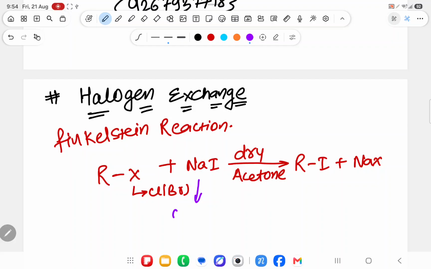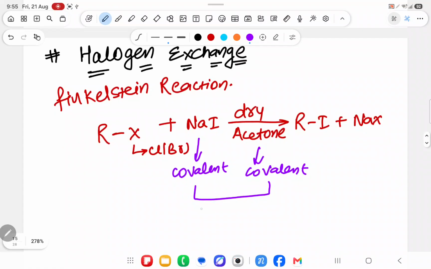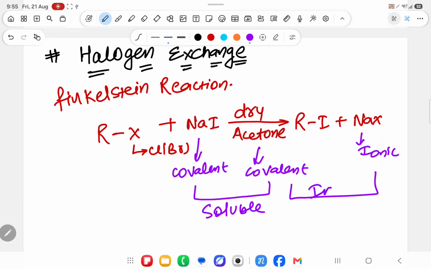If you see, it is a covalent bond. RI is also a covalent compound. Like dissolves like, so it is soluble, but NaX is ionic, so it is insoluble, and as it is insoluble, it will form a precipitate. Understood? So it is a precipitate. Why precipitate? Because the covalent compound is soluble, so it will react and form RI, but NaX is ionic and insoluble, so it will precipitate out. So first we have seen each and everything.